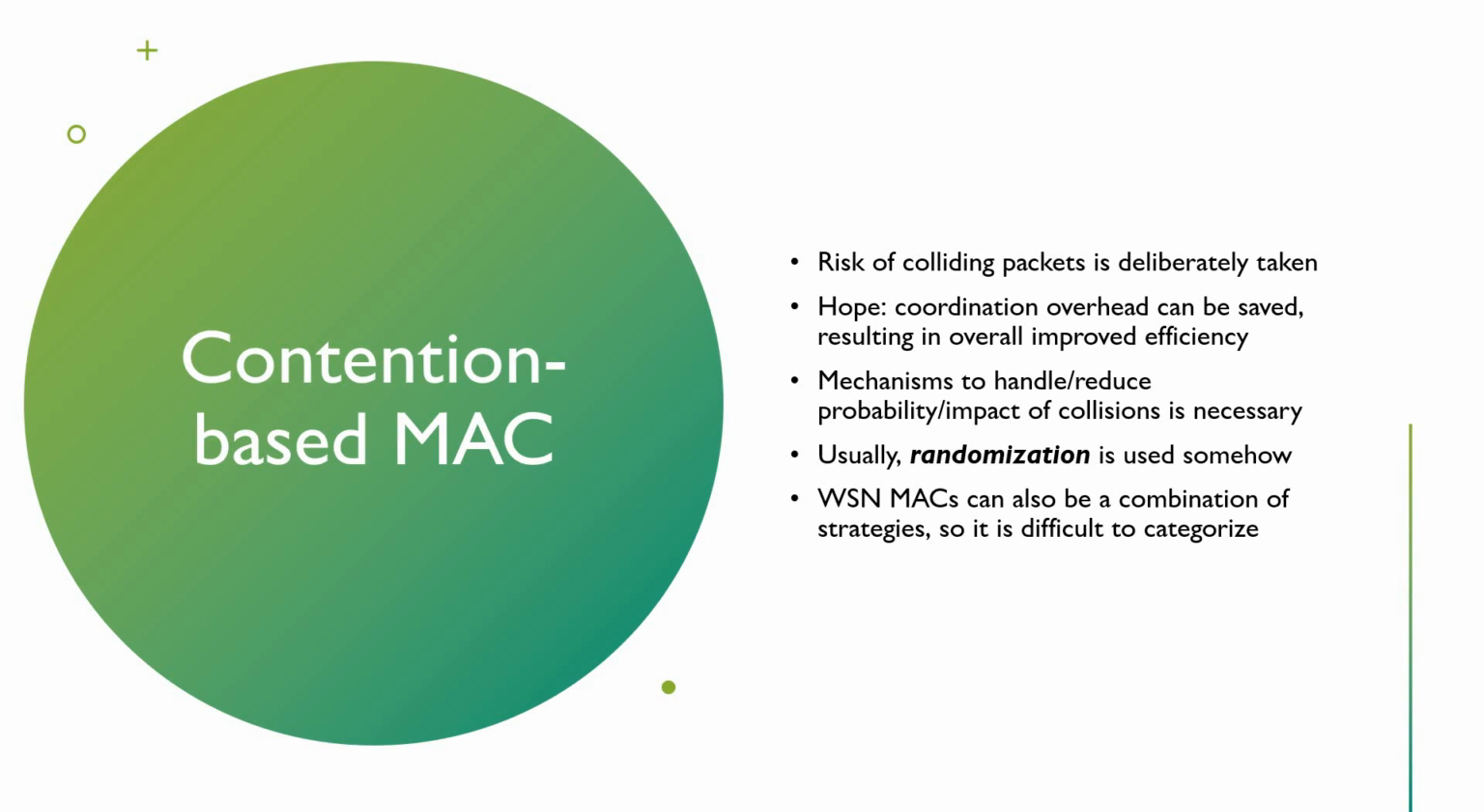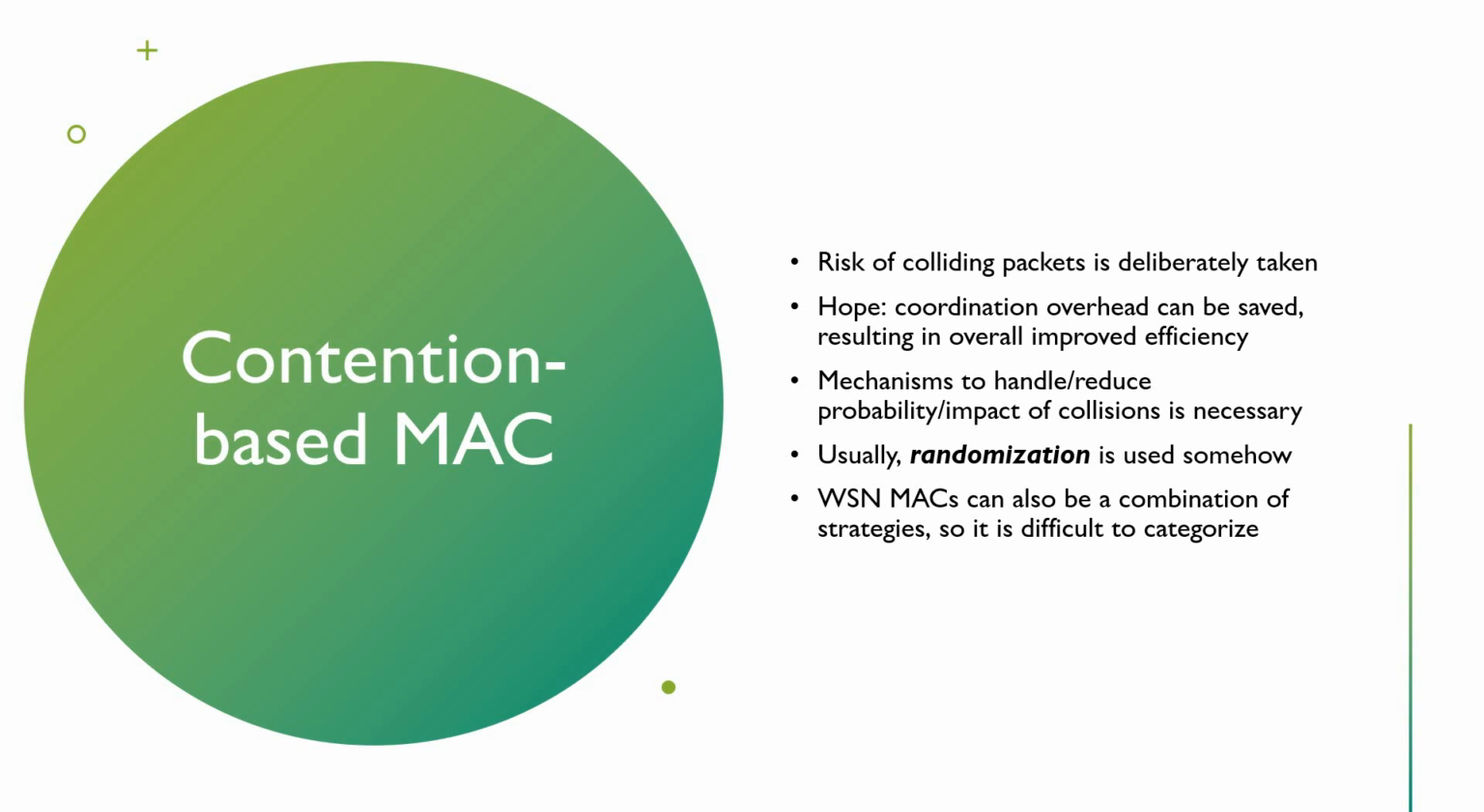We are hoping that the coordination overhead, there has to be a coordination overhead when we are working with a central station, because that has to coordinate with the other stations and let them know when they can send, okay? So if this control overhead or coordination overhead is too much, then the centralized medium access can actually be more harmful than beneficial. So our hope in contention based mechanism is that it can be better than centralized access if the coordination overhead can be saved, okay? So resulting in overall improved efficiency.